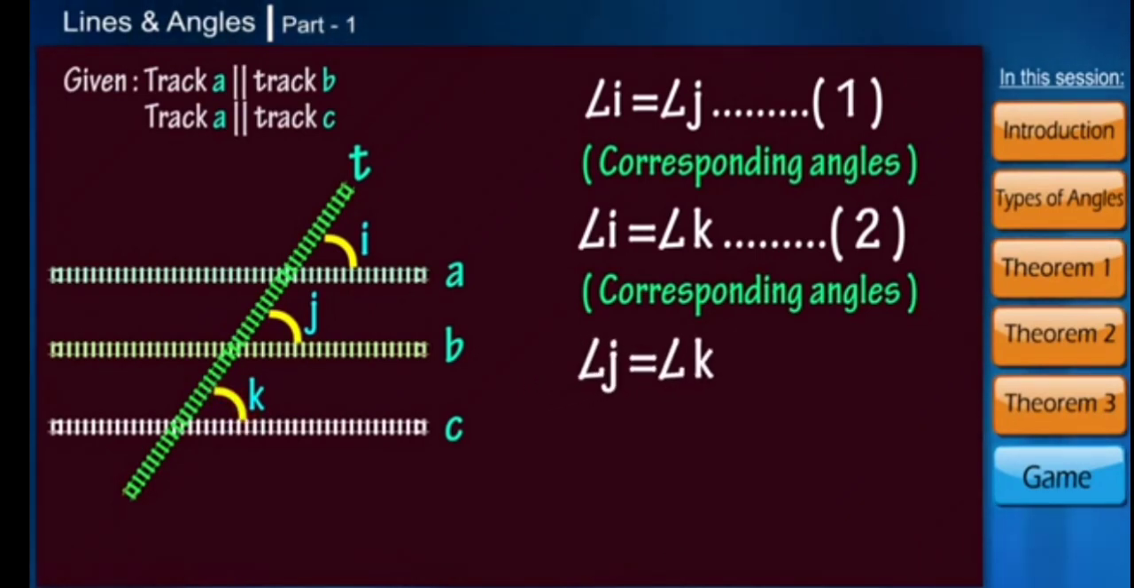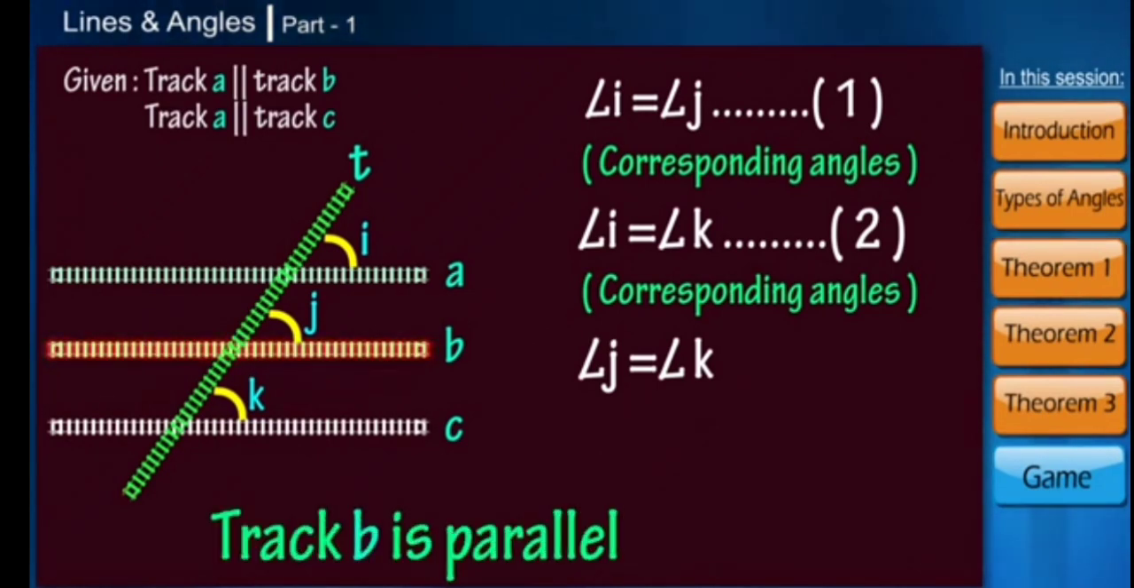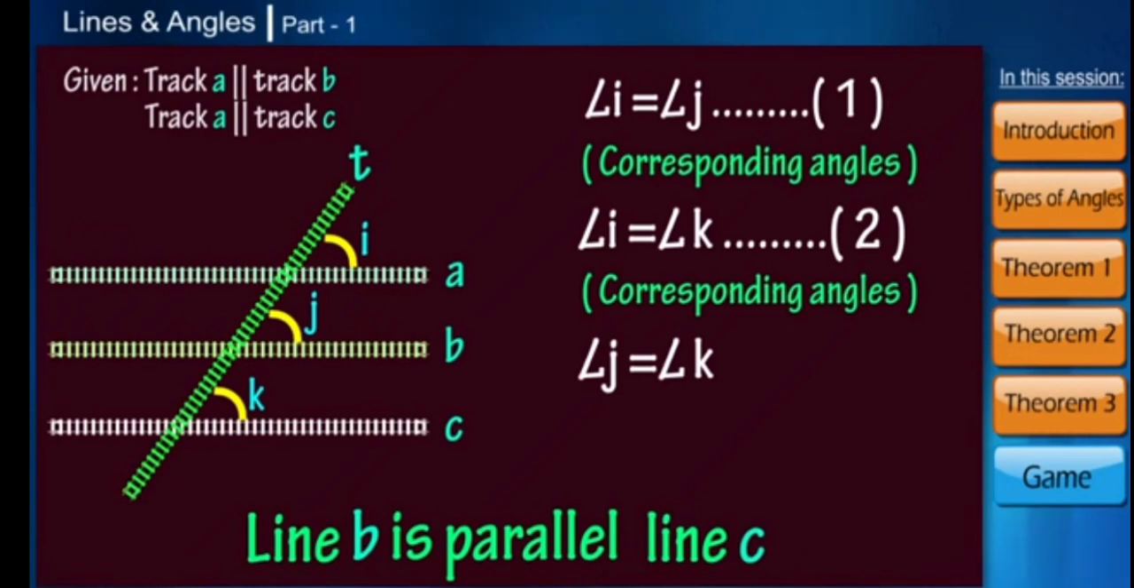And as we just saw, when the 2 corresponding angles are equal, then the 2 tracks are parallel to each other. So from here we can conclude that track B is parallel to track C. And geometrically we can say that lines which are parallel to the same line are parallel to each other. Here we are done with the first session of the chapter Lines and Angles.